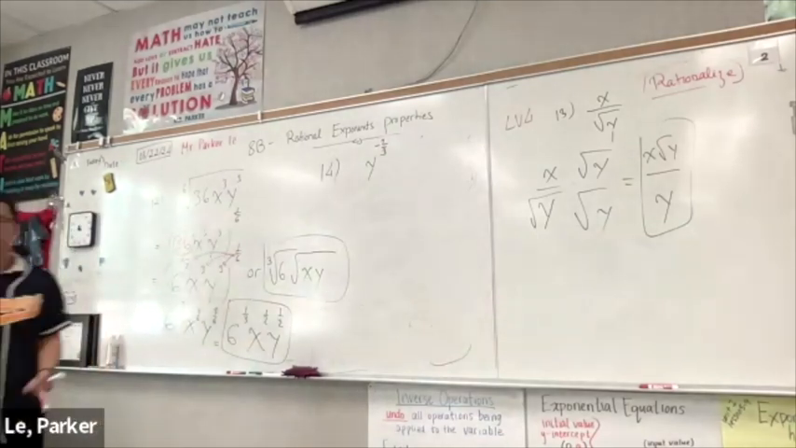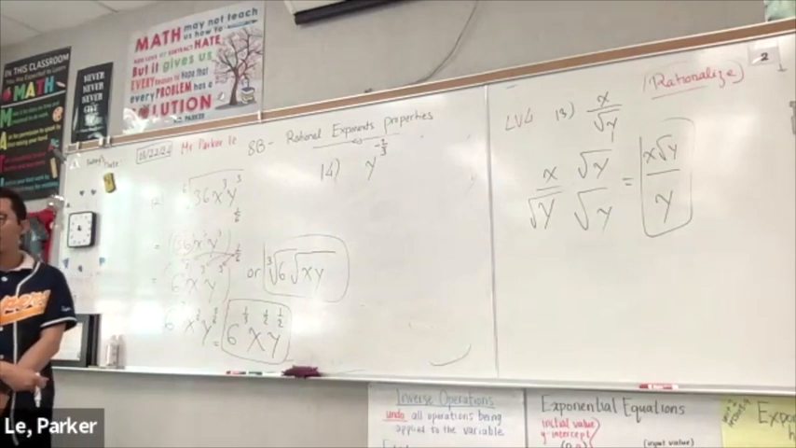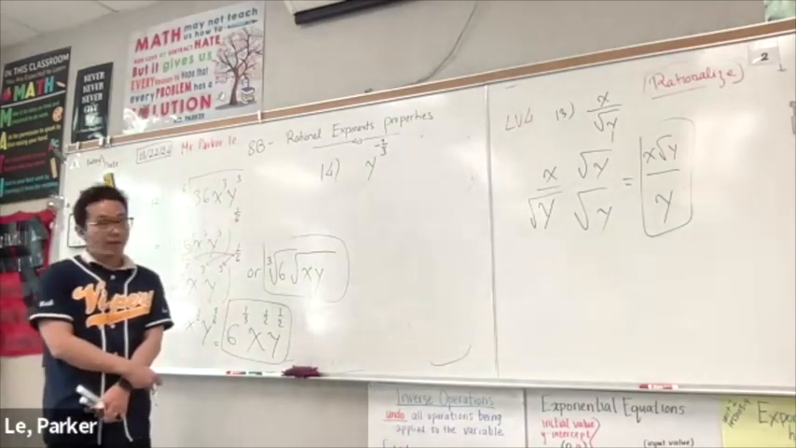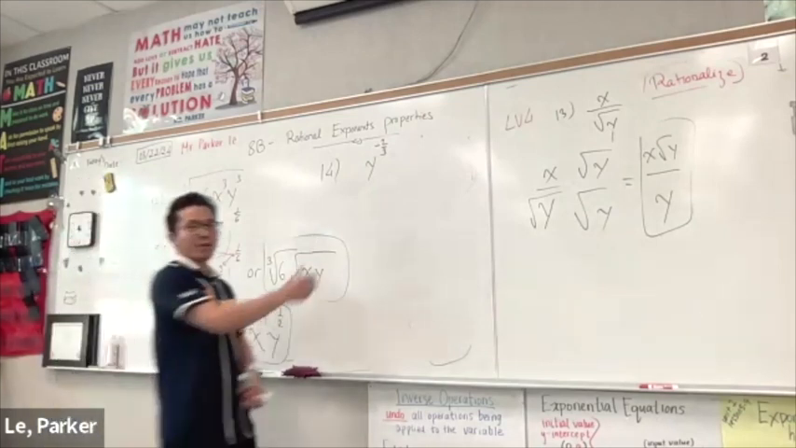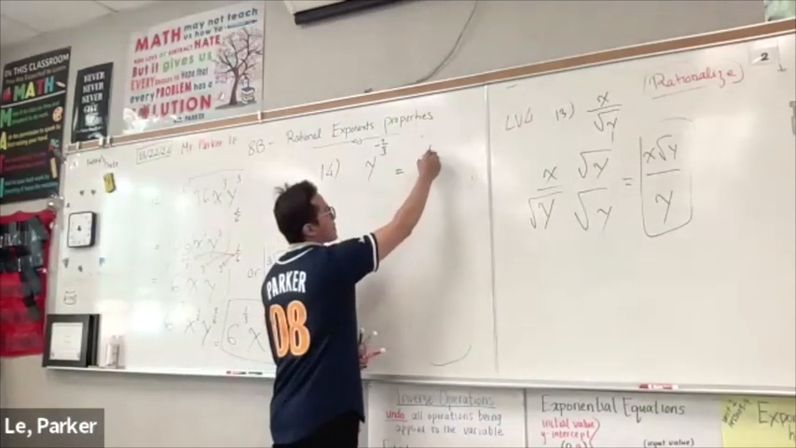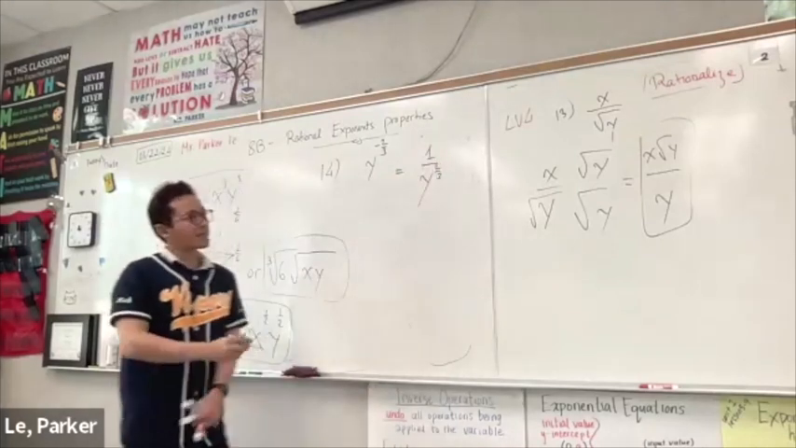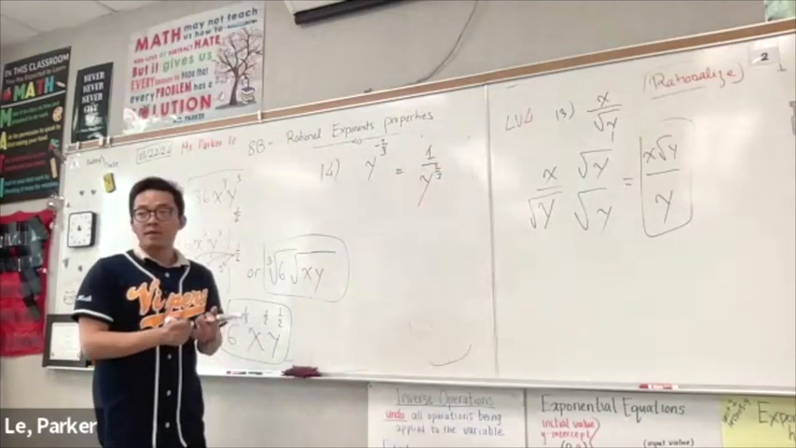You rationalize. Negative power. Take care of the negative first. How do you take care of the negative? Flip. Can you tell me what to write, Lenny? One over one.